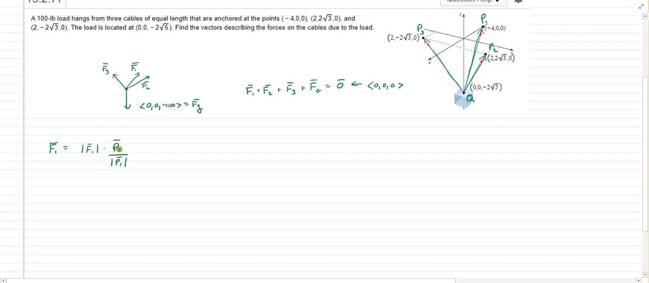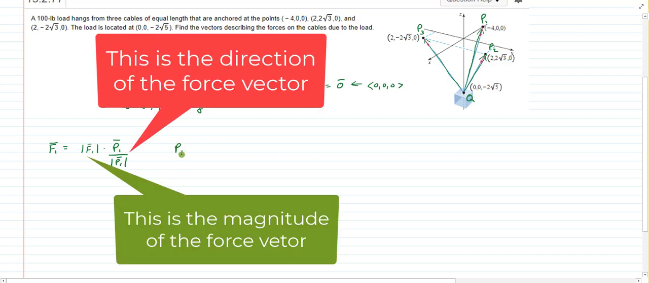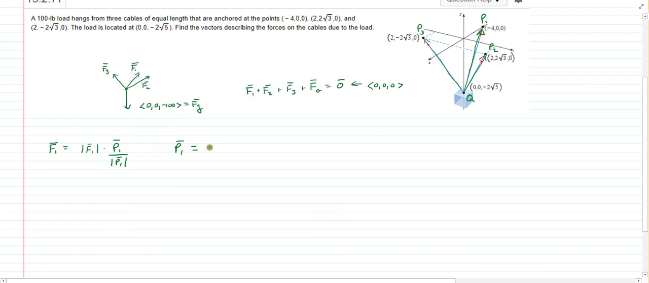I'm using P for position because I'm talking about a positioning vector. And what is P1? I'm thinking of it as I drew this green arrow here. I'm thinking of it as the vector that goes from Q to the point P1. So that's that vector right there. And now I can think of this in terms of the traditional tip minus tail. So this would be the vector negative 4, comma 0, comma, and careful, this would be 0 minus a negative 2 square root of 5, so that's a positive 2 square root of 5.